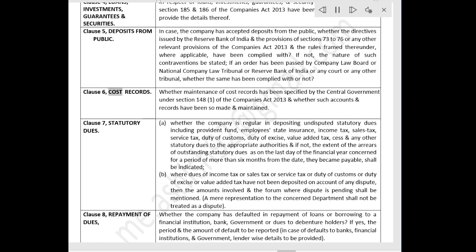Clause 6. Cost records. Whether maintenance of cost records has been specified by the central government under Section 148(1) of the Companies Act 2013 and whether such accounts and records have been so made and maintained.